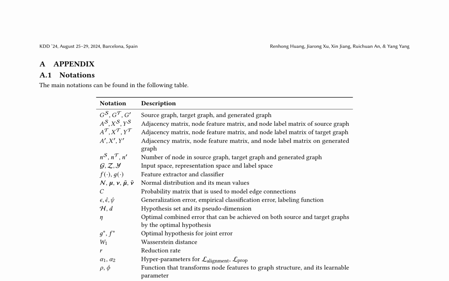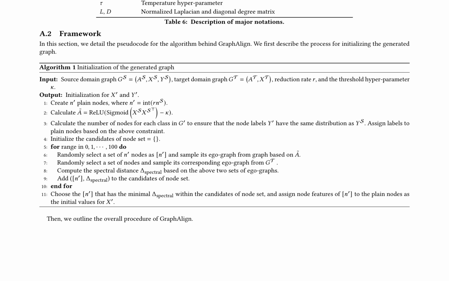The paper proceeds to describe the framework of GraphAlign, a novel algorithm designed to address graph domain adaptation. The algorithm initializes the generated graph by creating plain nodes, calculating the adjacency matrix, and assigning labels to ensure the same distribution as the source graph. The authors provide a pseudocode for the initialization process, outlining the steps for computing the spectral distance and selecting the optimal node set. The GraphAlign framework is further detailed, including the overall procedure for aligning the source and target graphs. The algorithm utilizes techniques such as Wasserstein distance, Laplacian, and diagonal degree matrix to achieve optimal graph alignment.